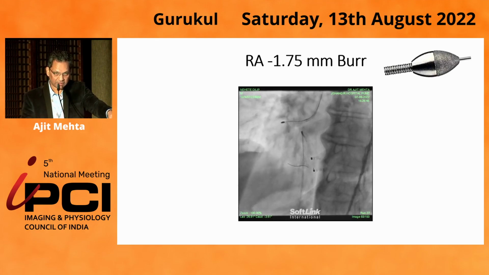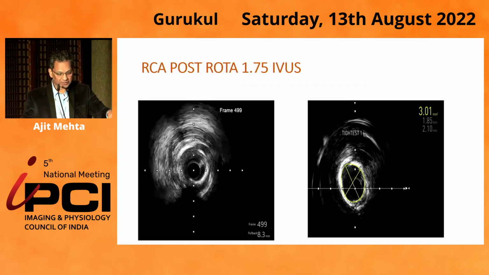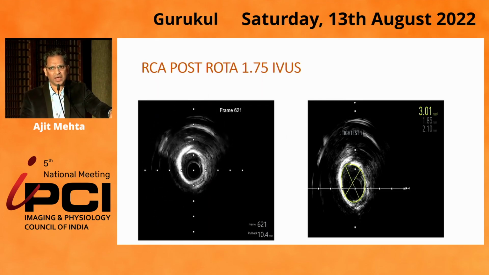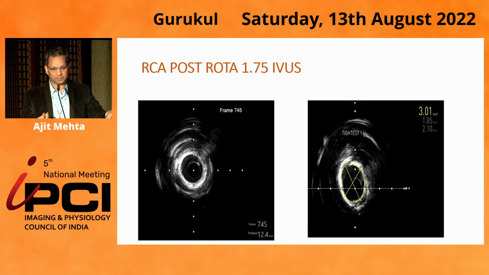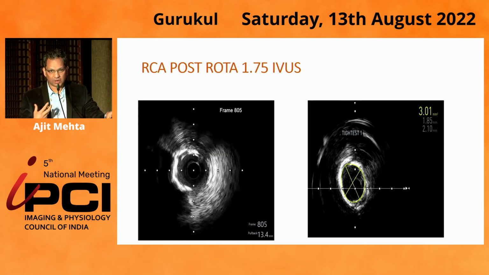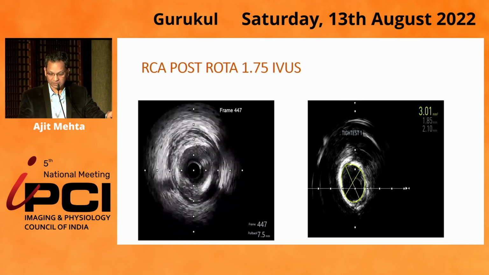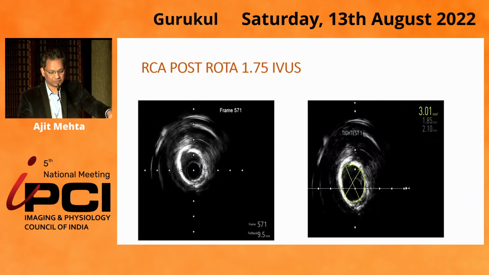As per usual practice, post-rotation, this is the IVUS run after post-Rota, which showed a few cracks in the calcium, but we were not happy with the lesion preparation. The lumen area was hardly 1.85, and it had not really done much to the calcium.